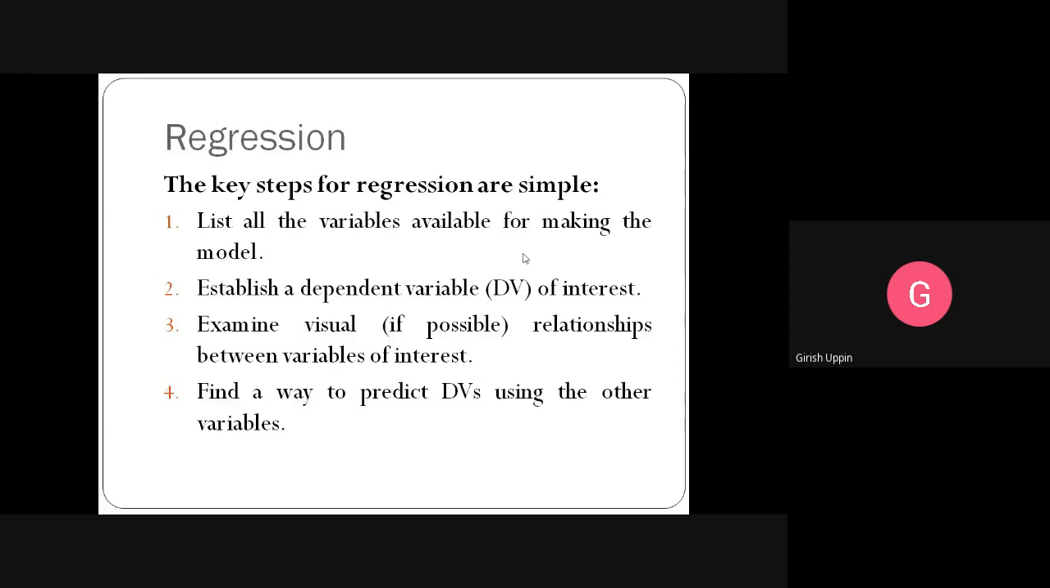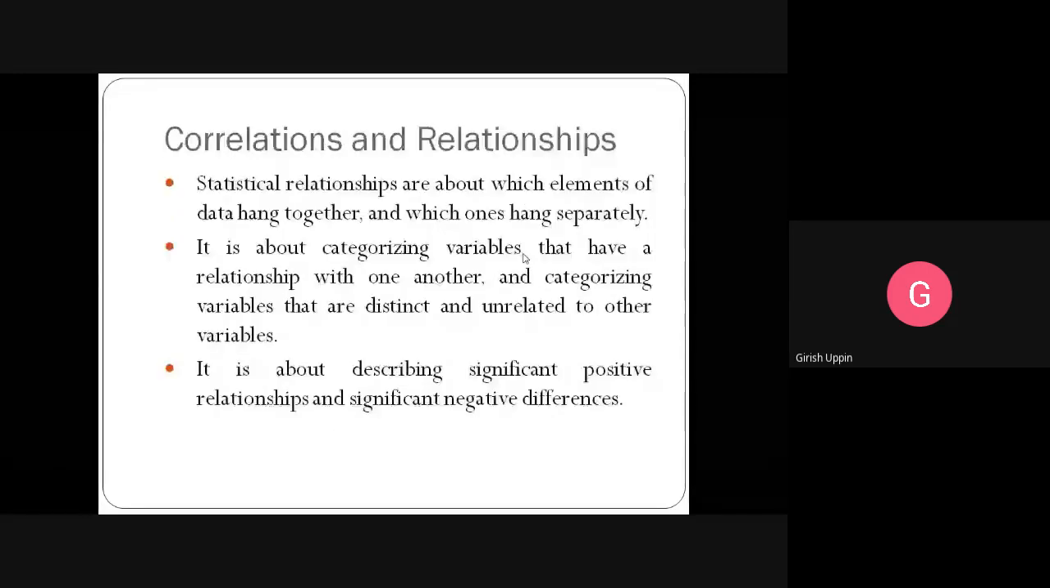Find a way to predict the dependent variable using the other variables. So we have to find a technique for how we can predict the dependent variable's value based on the independent variable data. Statistical relationships are about which elements of data hang together and which ones hang separately. So, what is the statistical relationship? Which are the data elements that go together, and which ones do not really go hand in hand? Those kinds of statistical relationships, we have to find out.